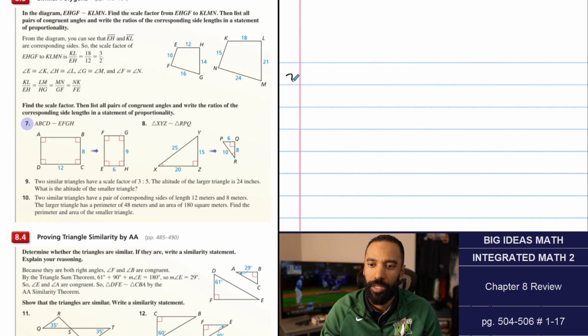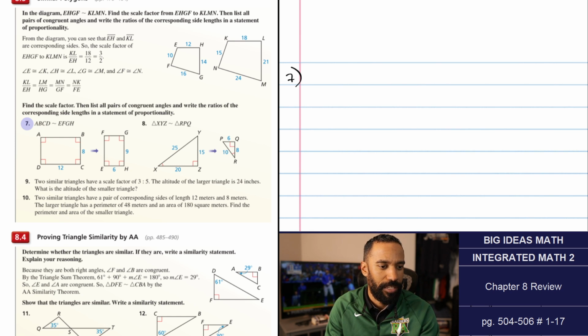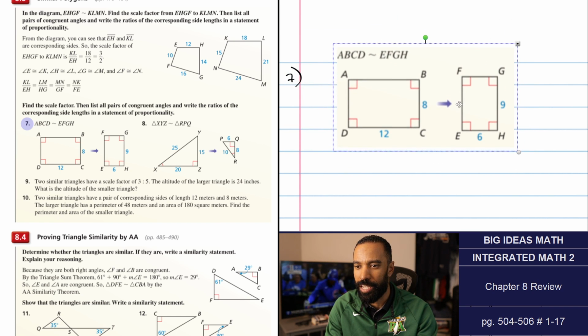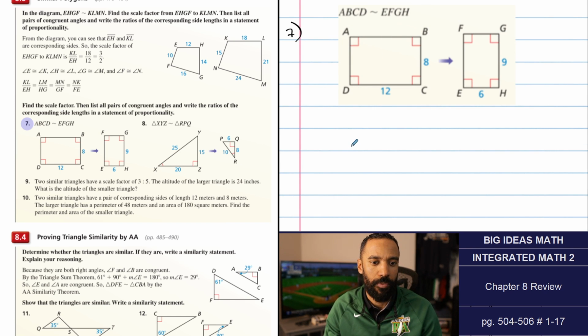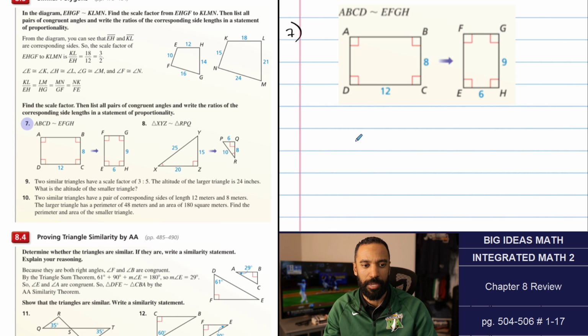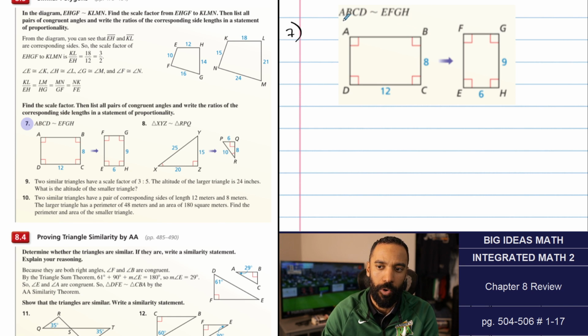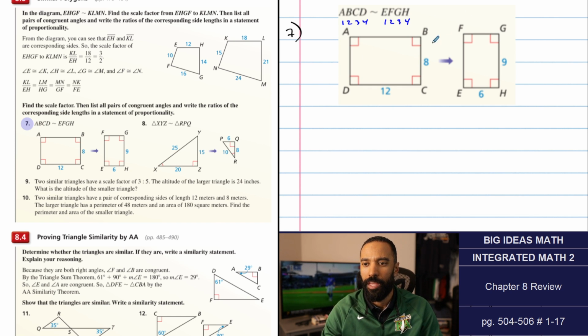Number 7, I feel like I want to copy and paste it. We are going to go from figure ABCD, a rectangle, to figure EFGH. Because it's similar, another rectangle. List all pairs of congruent angles and write the ratios of the corresponding side lengths in a statement of proportionality. Keep in mind, every set of angles are congruent, but let's go based off of the order in which they wrote these numbers. 1, 2, 3, 4, 1, 2, 3, 4. So let's begin with, what do they want? Find the scale factor. Let's begin with the scale factor going from ABCD to EFGH.